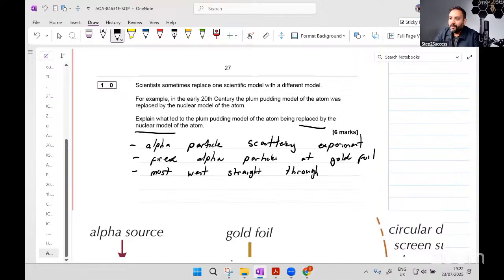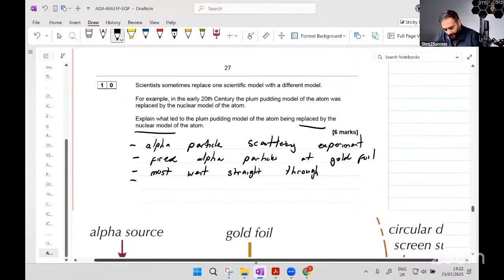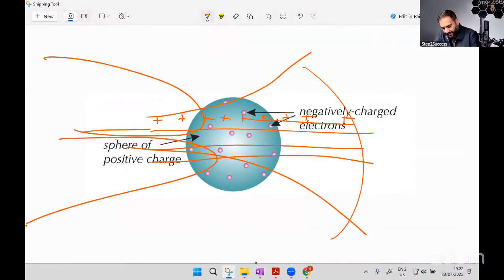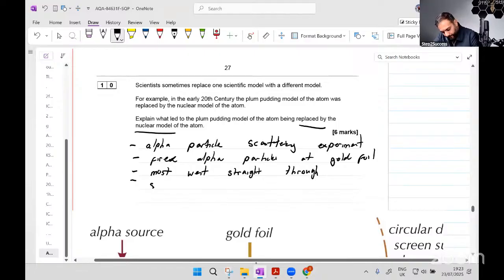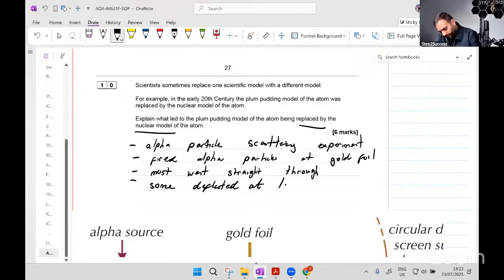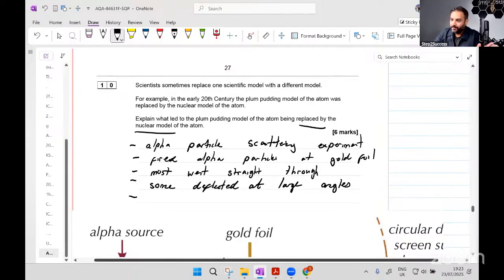Okay. Some of them deflected at very large angles. That was those ones here, right? These ones deflected at a very large angle, more than they expected. And some of them went backwards, as I said. Some of them actually went backwards.